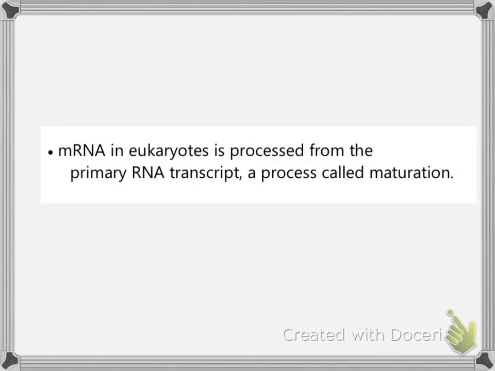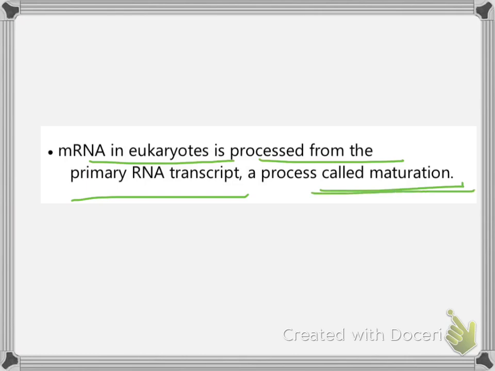And the newly synthesized RNA is known as the primary transcript, which undergoes processing to become mature. So the mRNA in eukaryotes is processed from the primary RNA transcript. The process is called maturation.